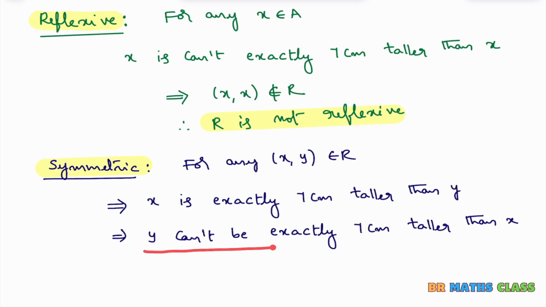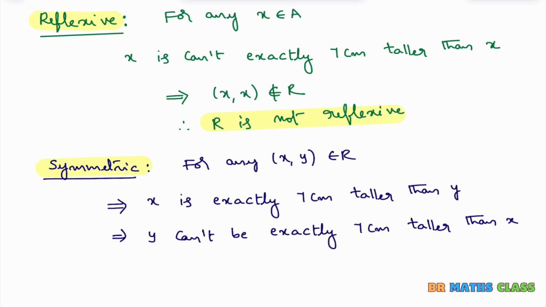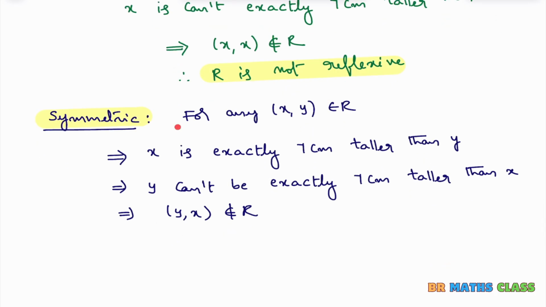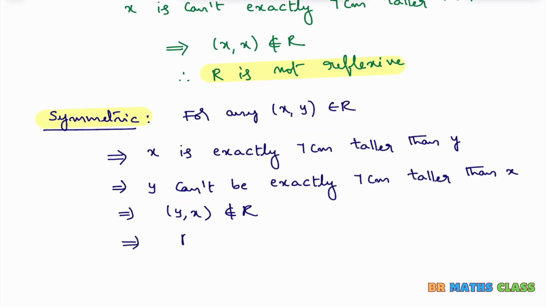Y cannot be exactly 7 centimeters taller than x. It is not possible. Y is exactly 7 centimeters shorter than x. From this, I can write that the ordered pair (y, x) does not belong to the relation. So as per the definition, for every (x, y) in R, (y, x) should also belong to R. Here (y, x) does not belong to R, so the relation R is not symmetric.